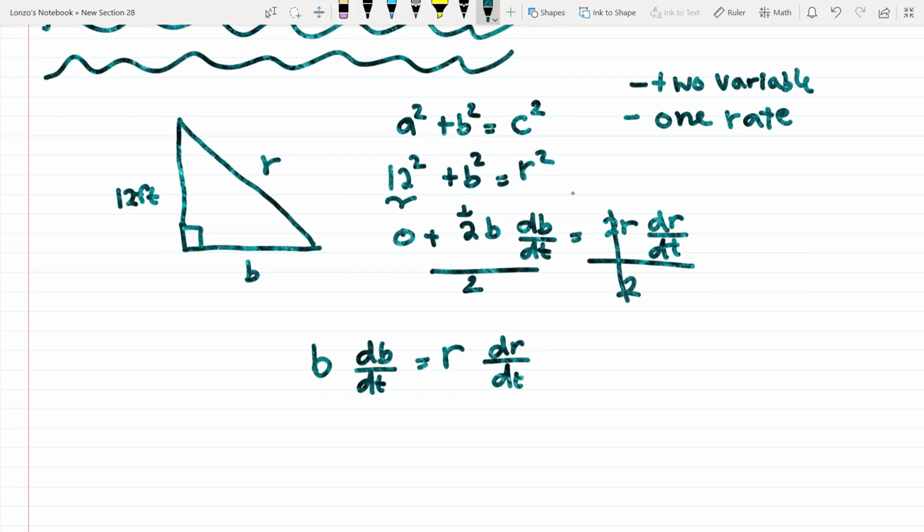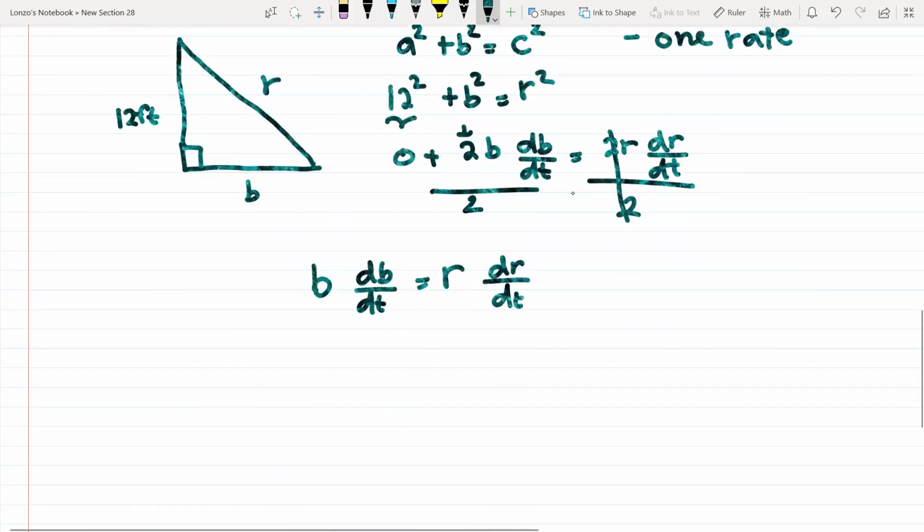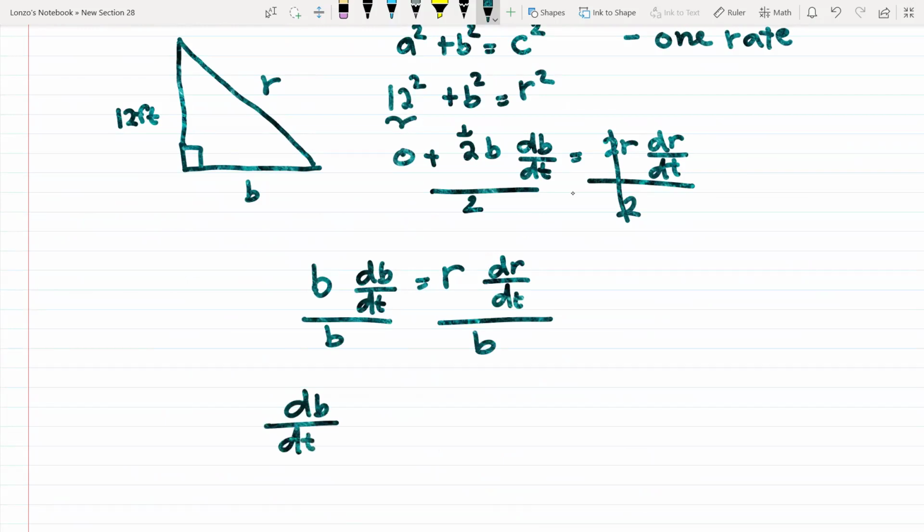Okay, now what? Our goal is to solve for db/dt. That means we've got to find the r and the b. We have dr/dt, right? Let's get rid of this b by dividing both sides by b. So db/dt is r dr/dt over b.